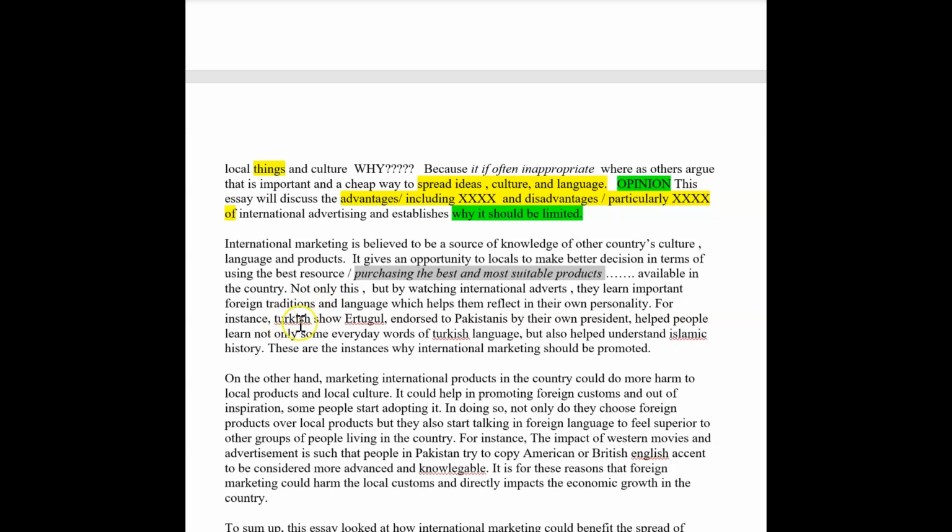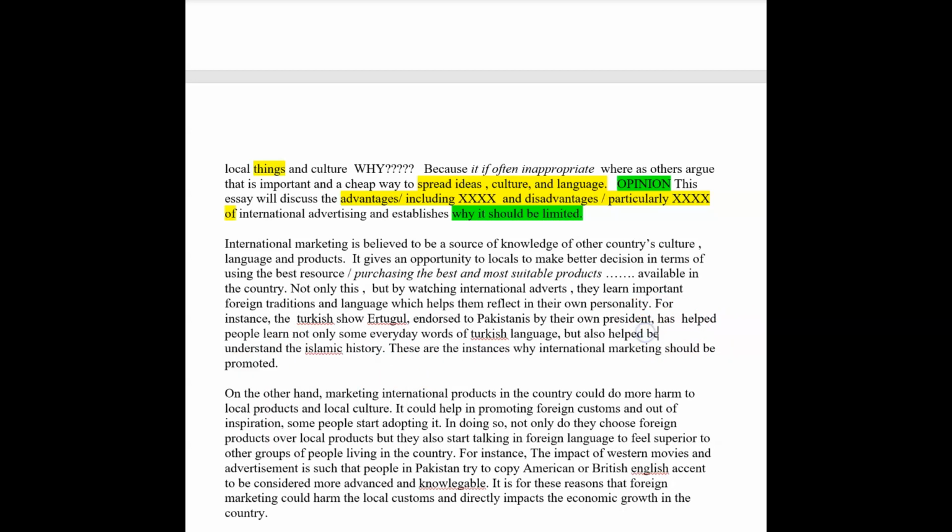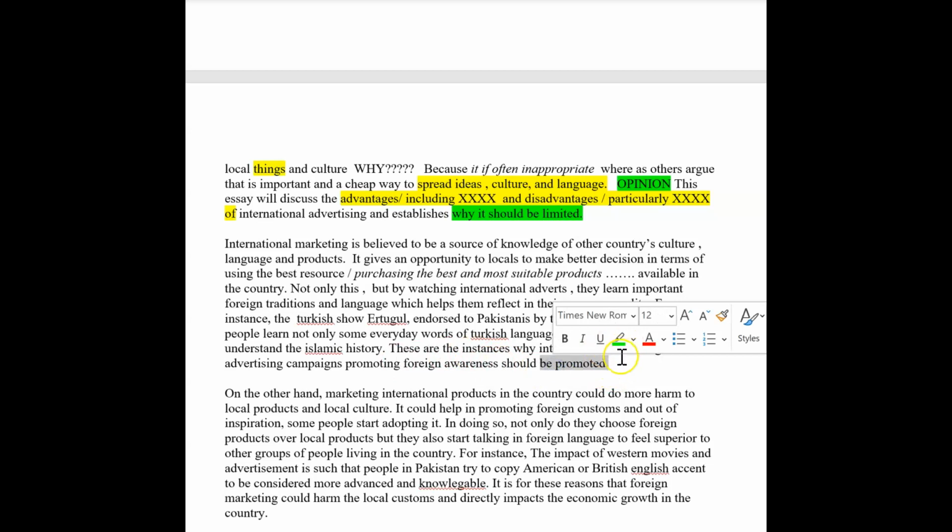For instance, capital letters. The Turkish show, capital letter, endorsed to Pakistanis by their president, has helped. So, present perfect. People not only to learn some everyday words of Turkish, but also understand the Islamic history. Excellent. The Islamic history, and I would go better understand. So, good ideas here. Instances of why international advertising campaigns and foreign awareness, or promoting foreign awareness, should be. Oh, you've got should be encouraged. Maybe I'd change that. Doesn't matter. But that's a nice paragraph. Well done. Good example there.